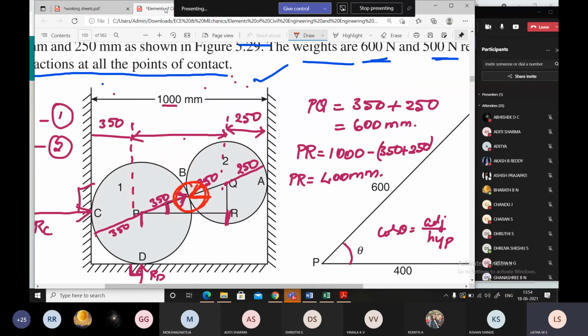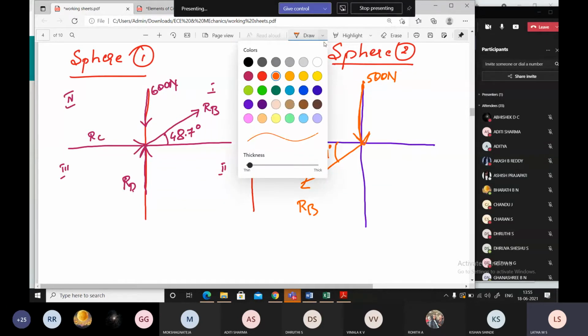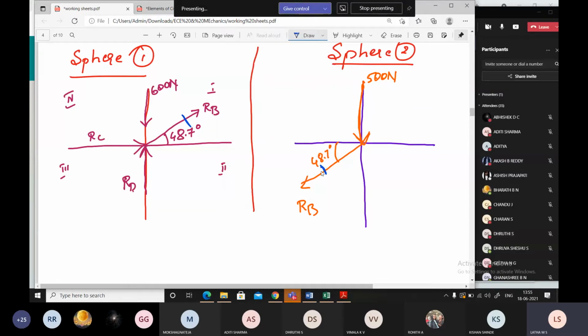Second or third? Third, ma'am. Third. It will come in the third quadrant. This is RB. What's the angle? It's the same, 48.7. See, they are just like twins. Equal and opposite. See, here also RB, here also RB. Both are opposite in direction. Correct? Yes.